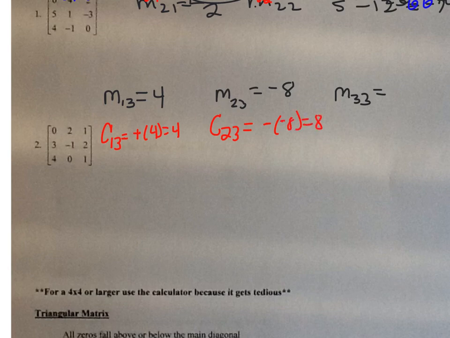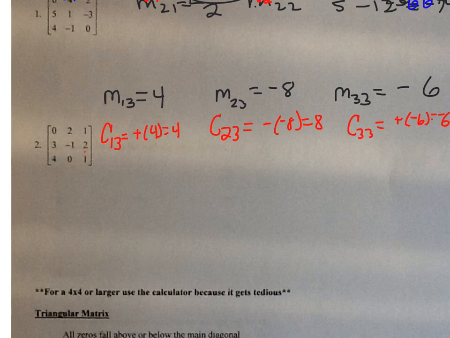All right, now I need my minor 3, 3. That is row 3, column 3, cross them out. So I have 0 times negative 1 is 0, and 3 times 2 is 6, so 0 minus 6 is negative 6 here. And now I need my cofactor 3, 3. 3 plus 3 is 6, that's positive 1, times negative 6, which is negative 6 here.